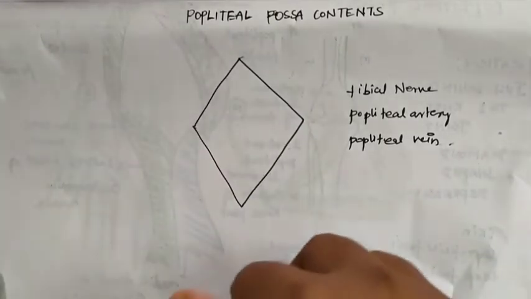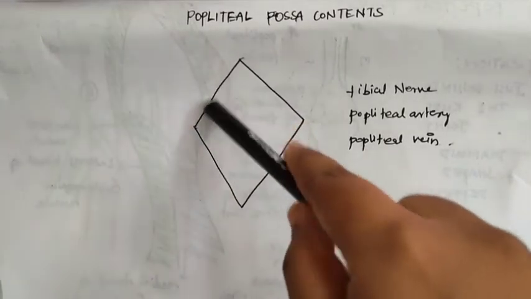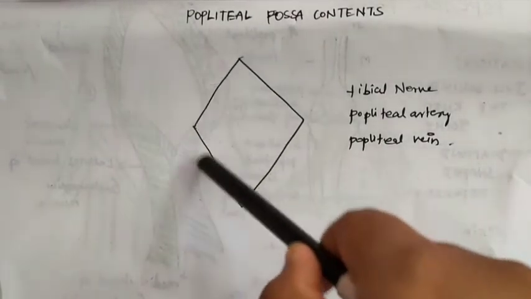The femoral artery and femoral vein continue as popliteal artery and popliteal vein in the popliteal fossa.